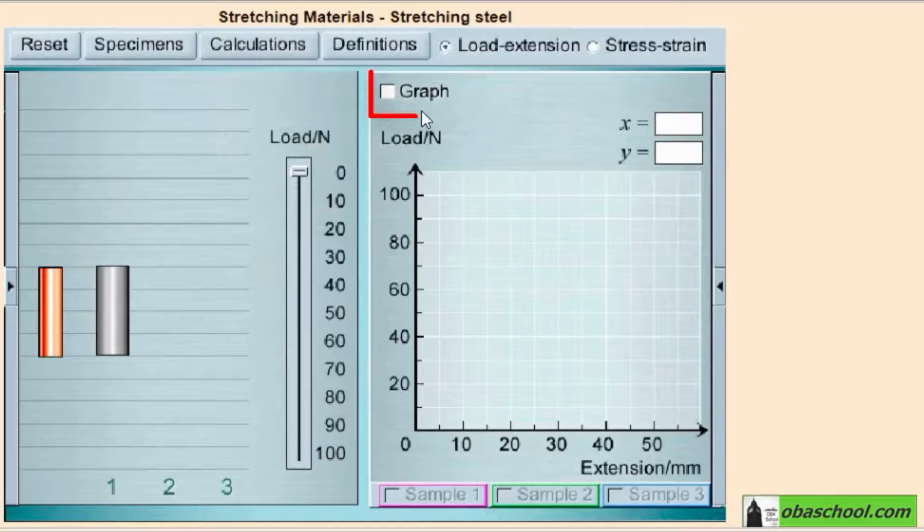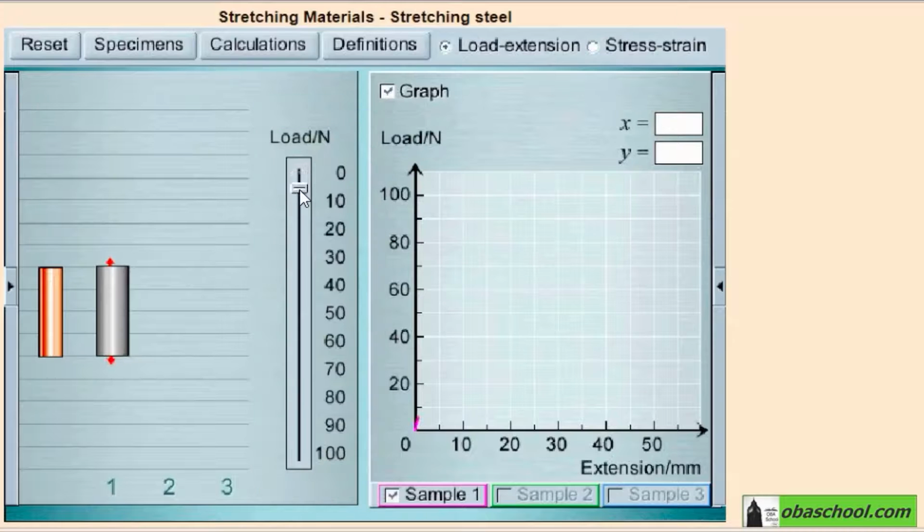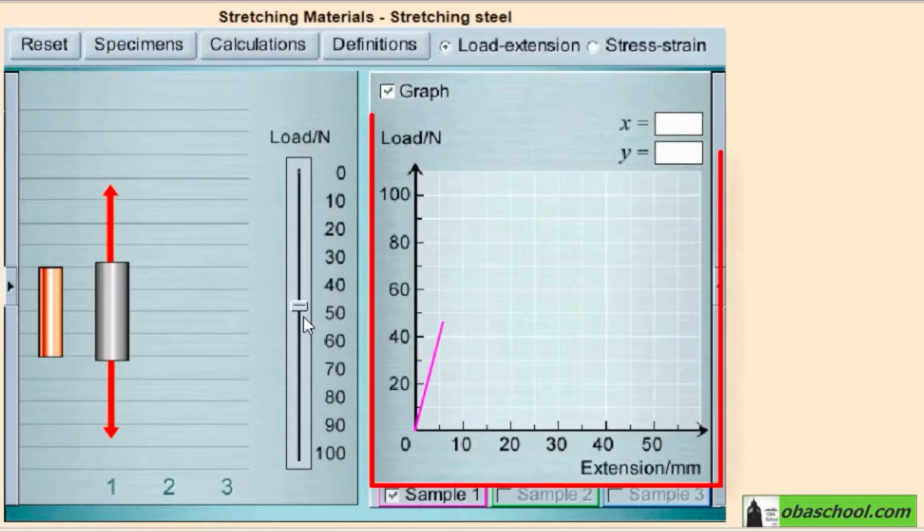and click on Graph, and we're going to use the load slider to stretch the specimens and watch the graph develops. So we will increase the load. Notice how the graph is developing.